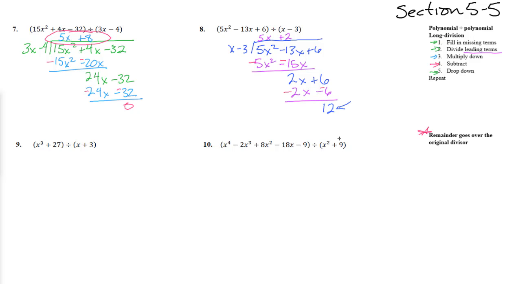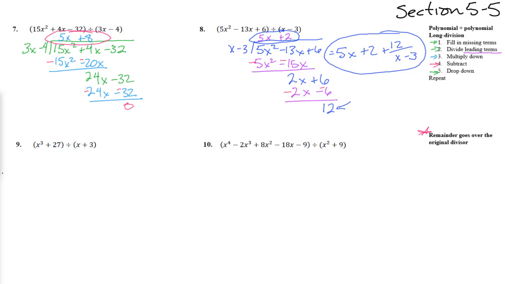This is the remainder. So the answer is going to be this 5x plus 2 plus the remainder over this original divisor, what we were dividing by. So that's what the answer is going to look like. Excellent. Okay, number 9.